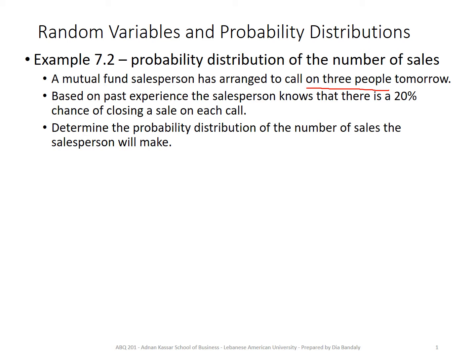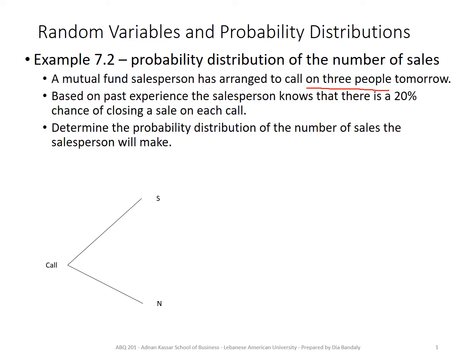Okay, so how to do this? The best way to find these probabilities is to draw a probability tree. So let's do that step by step. So he will make the first call, right? After making the call, there are only 2 possible options, correct? It's either he will make the sale or he will not make the sale. So I'm calling that S for sale and N for no sale.